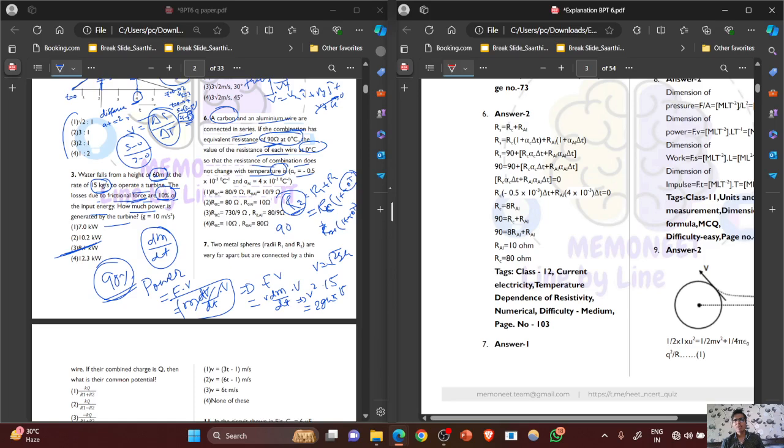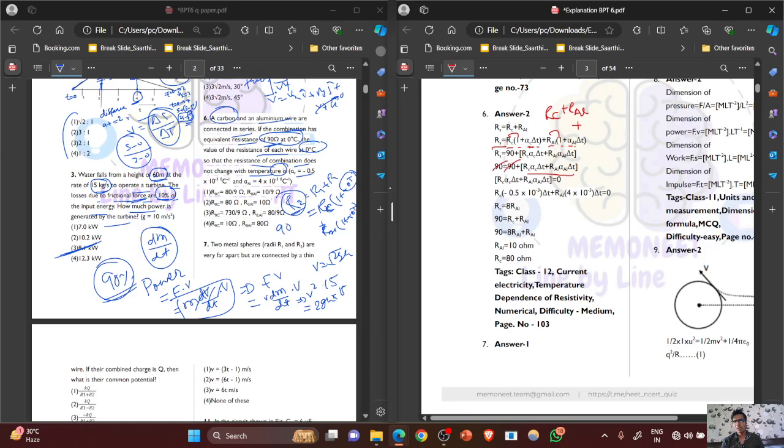Rs is equal to Rc plus Ral. Rs equals Rc (1 plus alpha C delta T), and Ral (1 plus alpha Al delta T). This is R of the carbon. Now we can put this inside, then it will become Rc plus Ral. Yeah, exactly. Then it will be like this. Okay, yeah, this equation is correct.